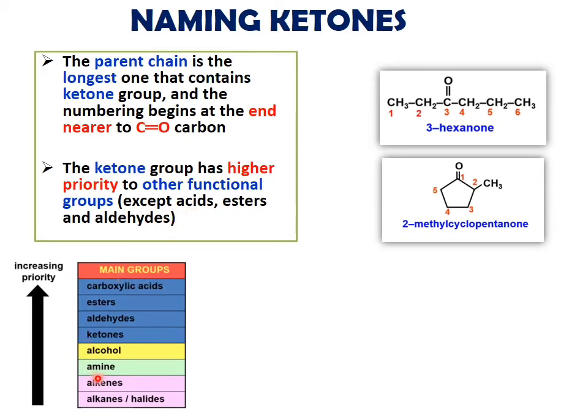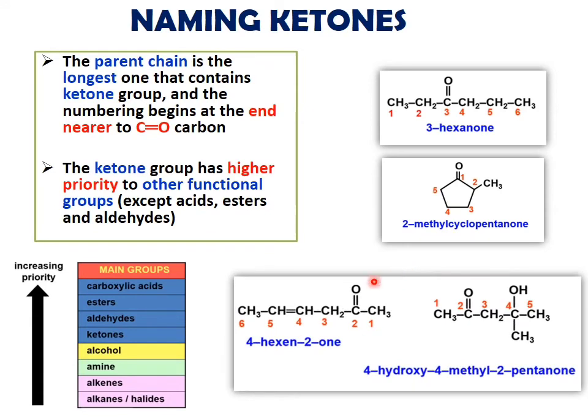Okay, next, the ketone group has higher priority than other functional groups except carboxylic acid, ester and aldehyde. So you can refer to this table. Okay, ketone has higher priority than alcohol, amine, alkene and alkane. So for example here, look at the first one here. So we have ketone and alkene here. But which one is our parent chain? Who will win to become the name? So of course, ketone.